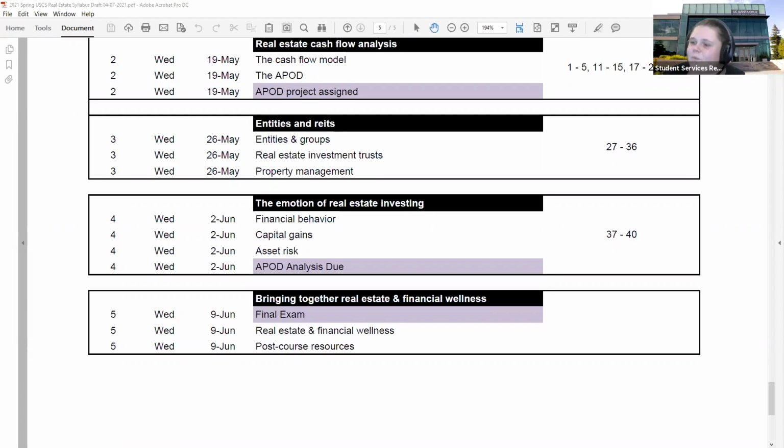From my understanding, we'll focus on cash flow analysis, cap rate, IRR, cash on cash, etc. Is that correct? Yeah, somebody's listening well. Yes.